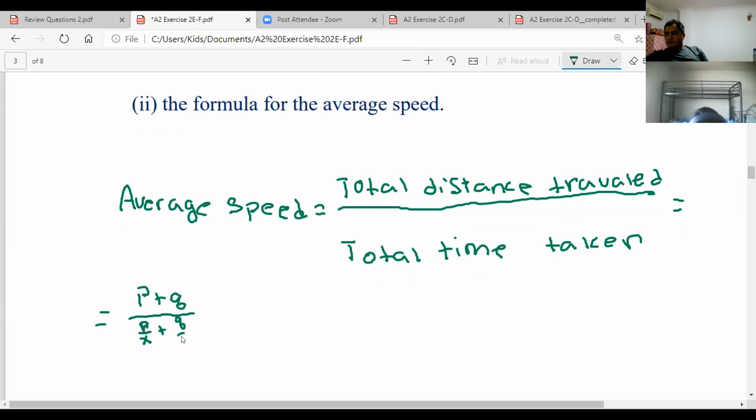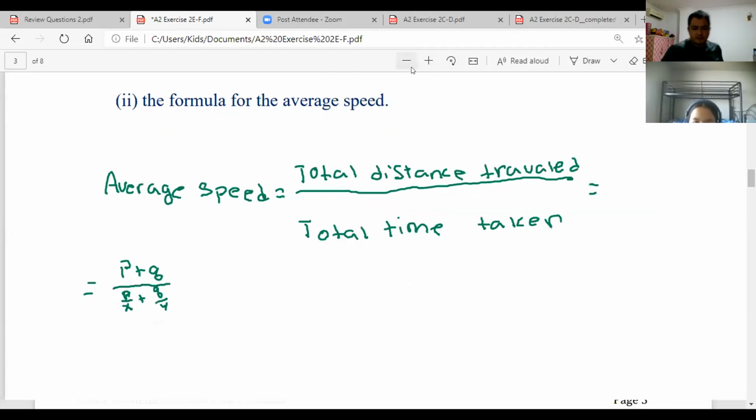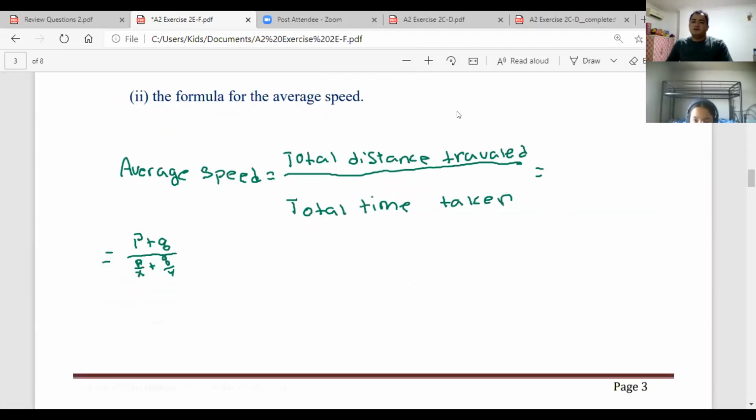Q over Y. Okay, this is how we find it. Always remember this average speed, because we will solve problems on it soon. So we always just use this formula to find the average speed: total distance traveled over total time taken. So that's the answer.